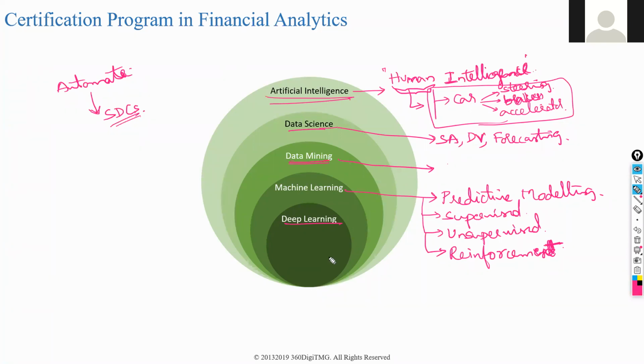And then you have deep learning. Deep learning is a special branch of machine learning, which is usually used to deal with unstructured data. You have unstructured data like audio files, images, videos, textual data. When you want to deal with unstructured data, people use deep learning.